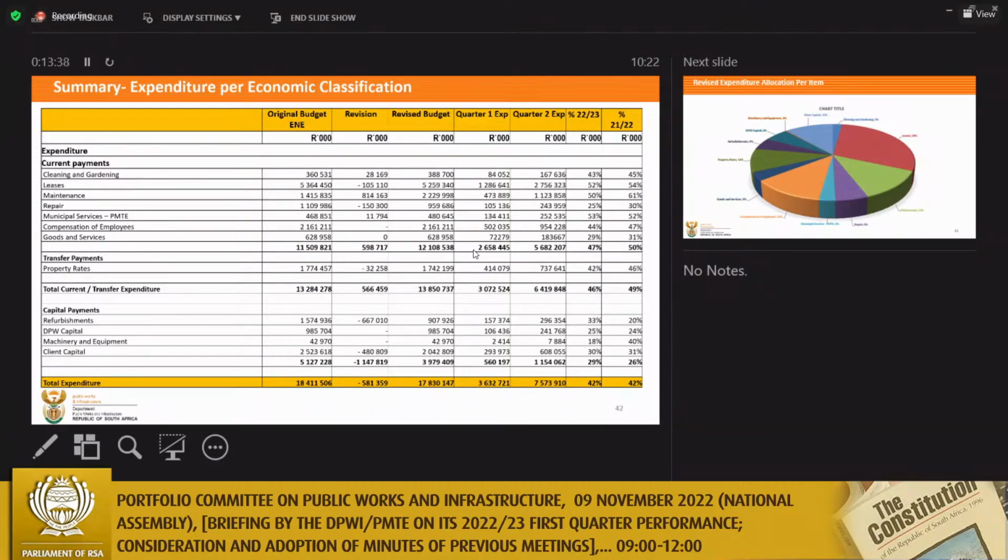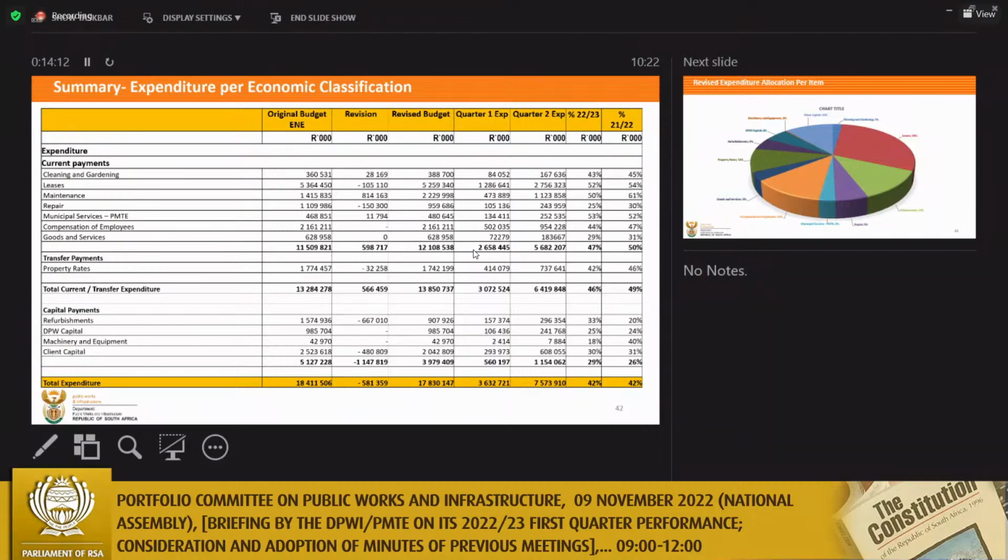And on DPW capital, the budget is 986 million and the spending was 106 million for the first quarter, which is 11% of the budget. Then machinery and equipment, it's 42 million budget and we spent 2.4 million. On client capital, it's 2.5 billion and we spent 294 million, which is basically 12% spending.